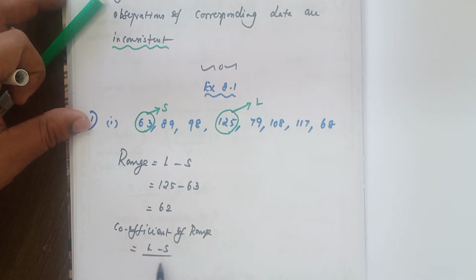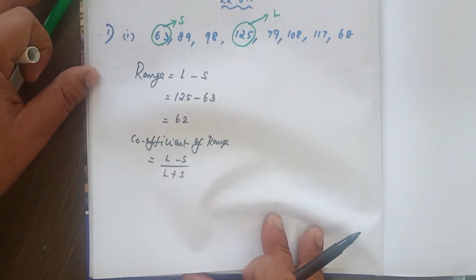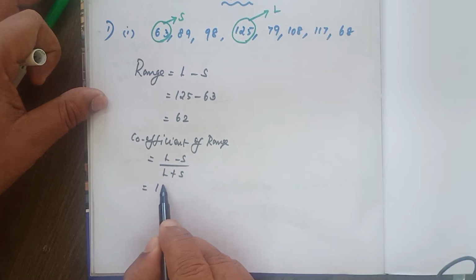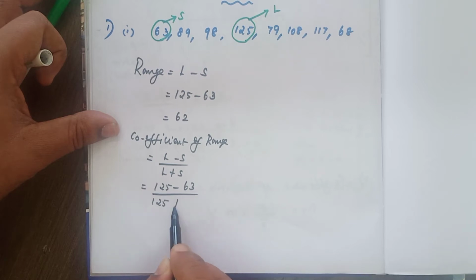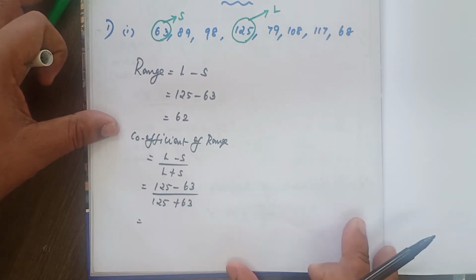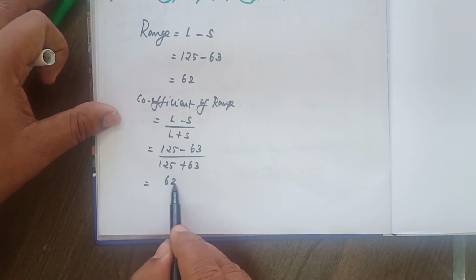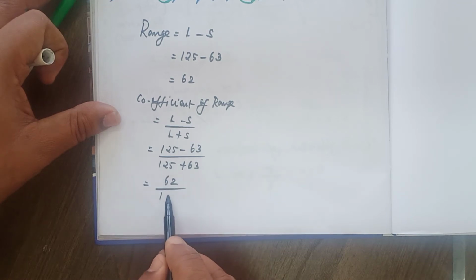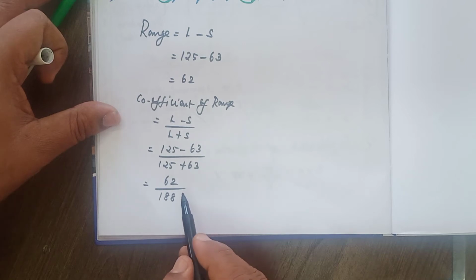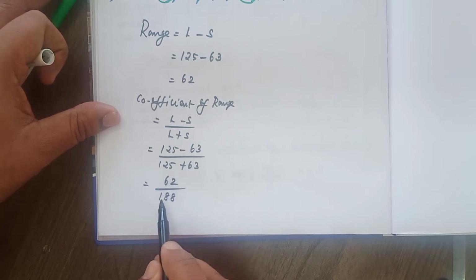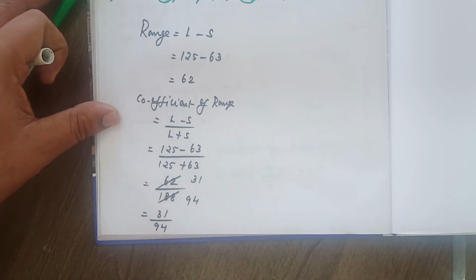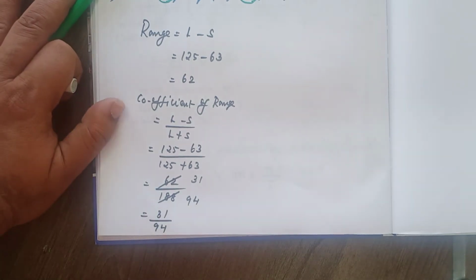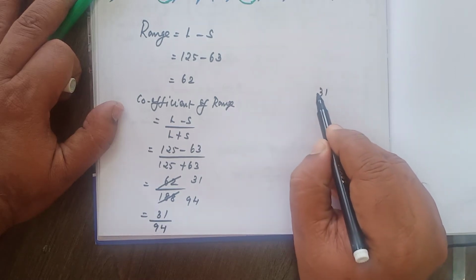Now, coefficient of range. Formula: L minus S by L plus S. L that is equal to 125, S that is equal to 63, divided by 125 plus 63. If you subtract you will get 62, if you add these two you will get 188. Then you have to divide. We can divide by 2 table first. If you divide by 2 table you will get 31 here, 94, that is equal to 31 divided by 94. You can divide and write 31 divided by 94.